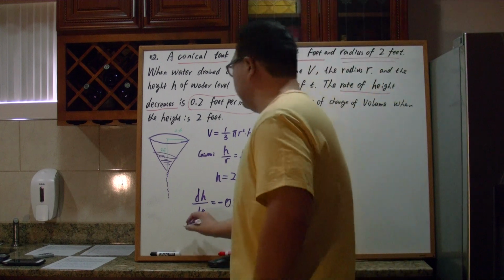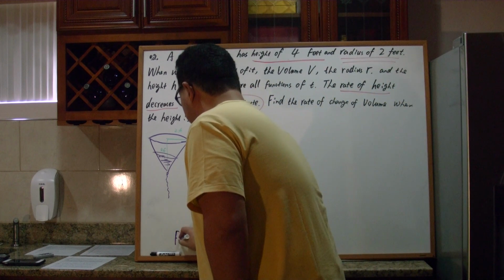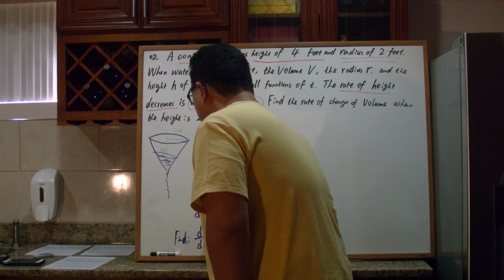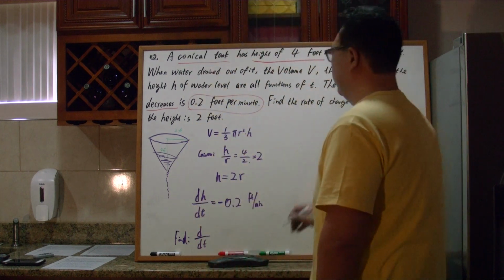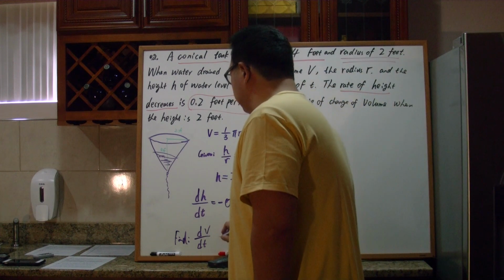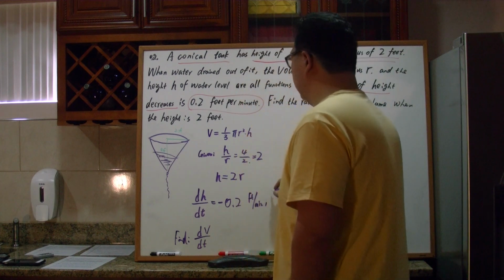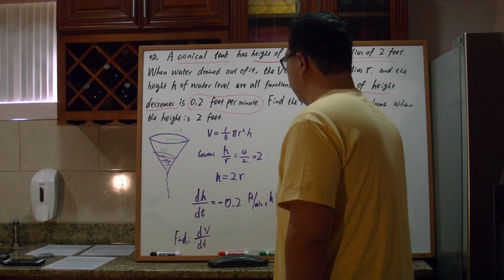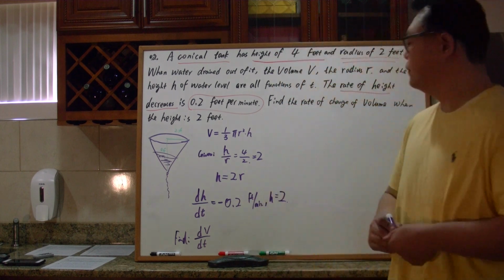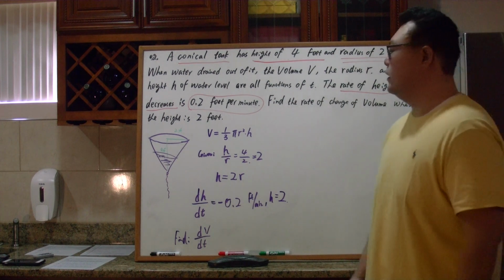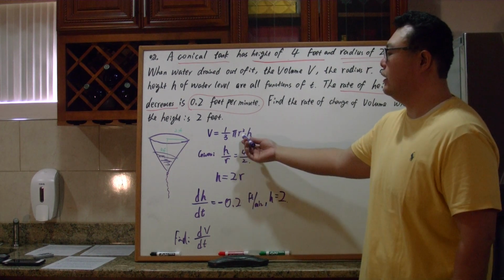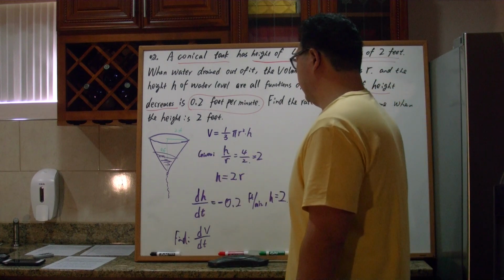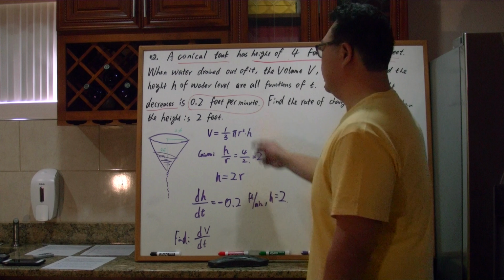And we need to find the change of volume as time changes, right? dV/dt, and also given is our height at that time is 2 feet. Actually it looks like the radius does nothing here. Only the height is given as 2 feet. So that is everything given.